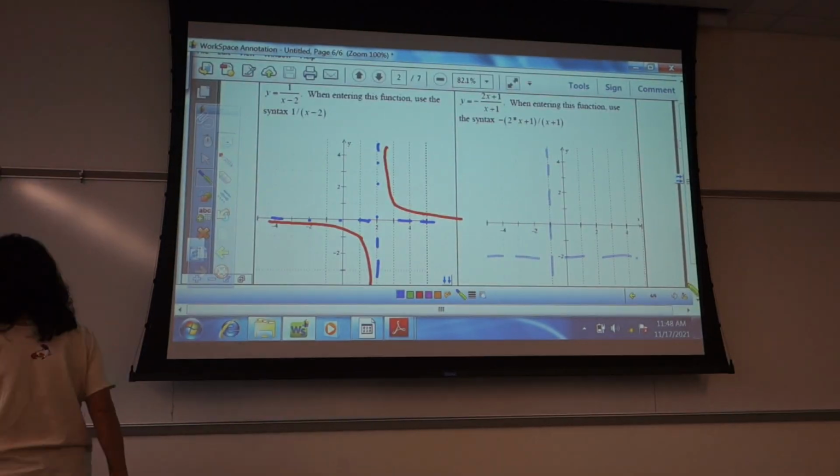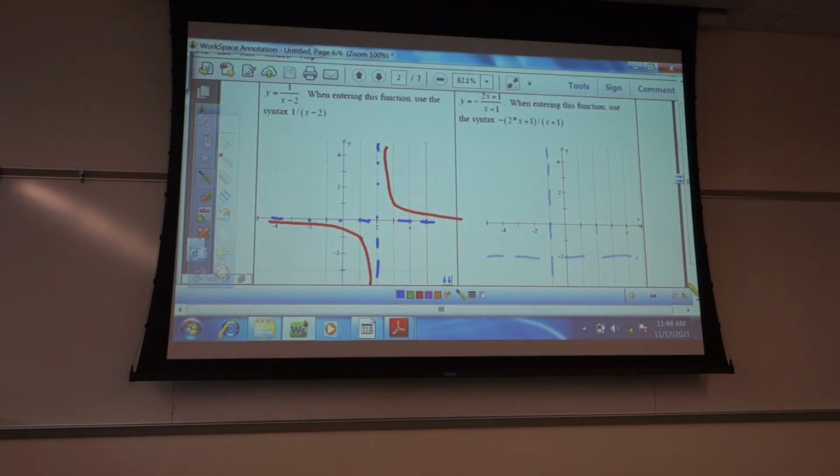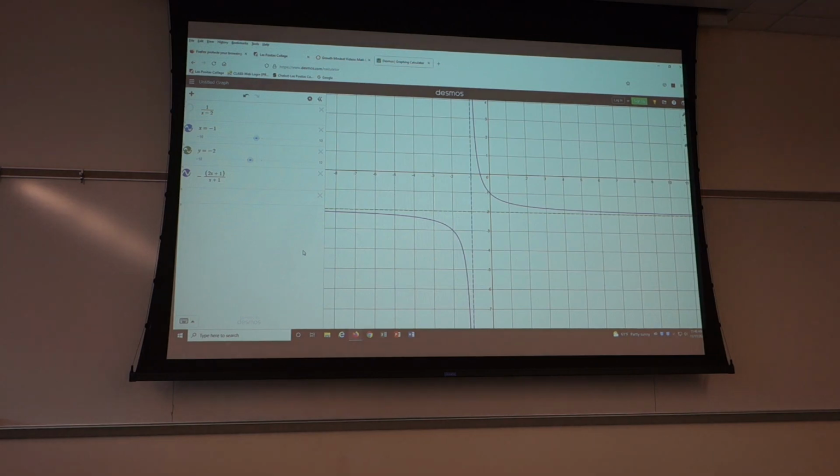Right, oh, I should have the screen. So that's the one on the right, looks like that.